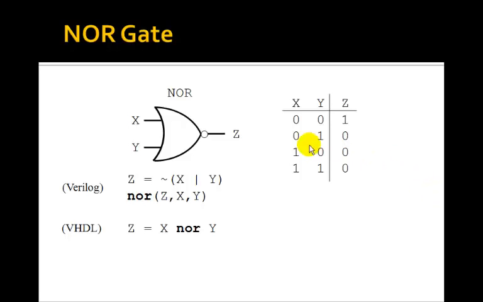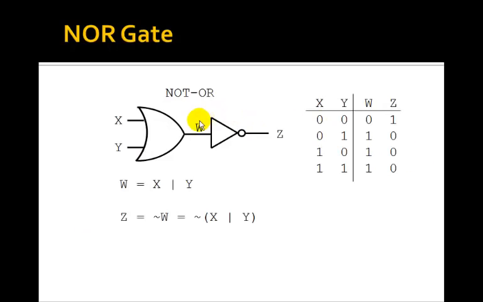Here's the symbol for a NOR gate. It looks like an OR gate with this bubble at the output. Here the output Z of a NOR gate is 1 only if both inputs are 0, and it's 0 if any of the inputs are 1. It's just a NOT OR function in Verilog, and again in VHDL you type out the word NOR. Again, you can see that the output W of the OR gate, remember, was 1 if any of the inputs are 1, and if we invert it, then we get the output of the NOR gate.